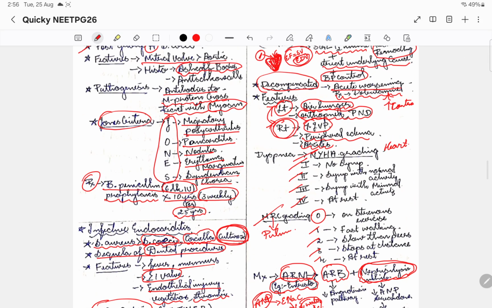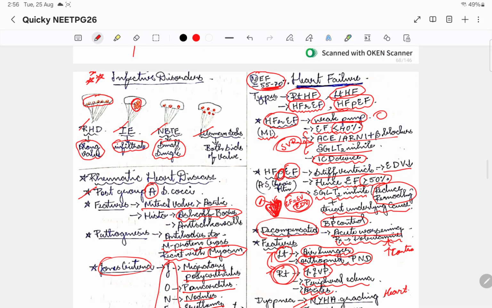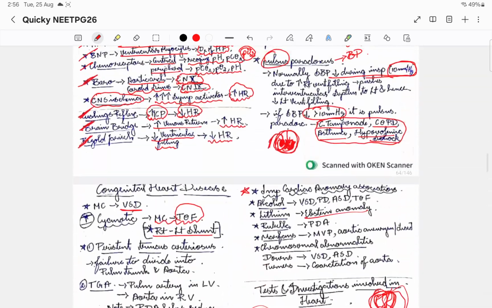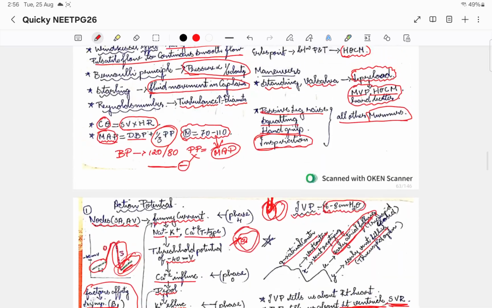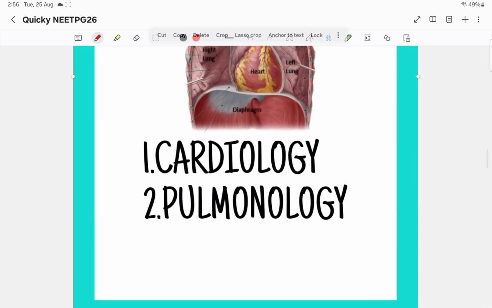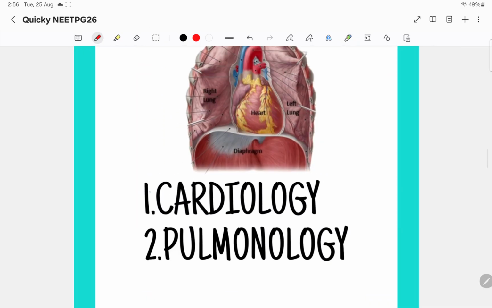This is all and everything you need to know with respect to heart failure. That's it with respect to cardiology. Everything in cardiology is done. Now we'll move on to the other chapter of thorax, that is pulmonology. So now cardiology is done, and now we'll go for pulmonology. Okay, thank you.